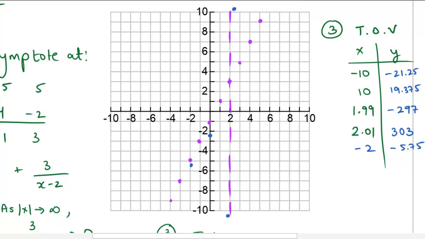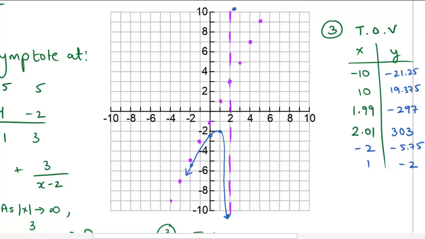I'll pick x is negative 1. Actually, let's pick positive 1. When x is positive 1, I get a y value of negative 2. So this tells me my graph is going to behave something like this. It's asymptotic to that oblique asymptote, it's turning around and coming down, and being asymptotic along in this direction. So the graph is doing that.